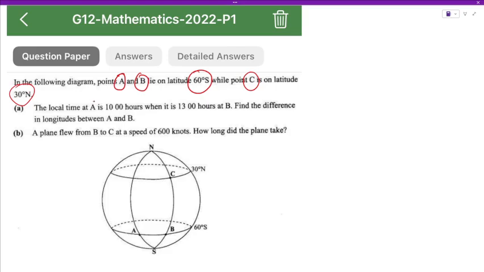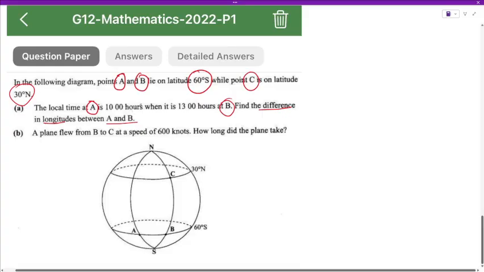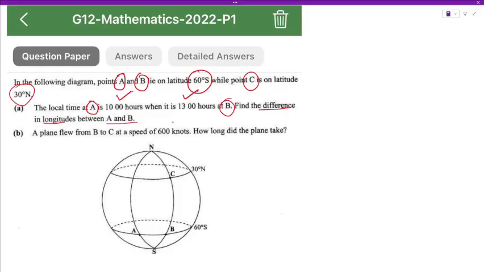The local time at A is 10 hours, when it is 13 hours at B. Find the difference in longitudes between the points A and B. So here is what the examiner has done. Instead of asking us to find the different times for these 2 points, they have already given us the times. Now they're asking us to find the difference in longitudes.